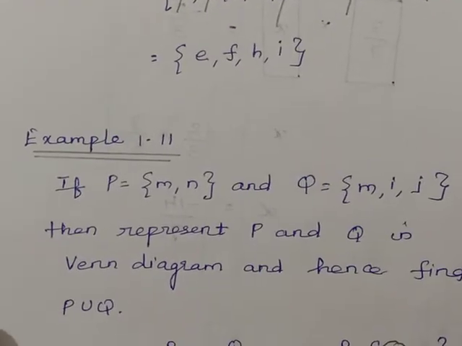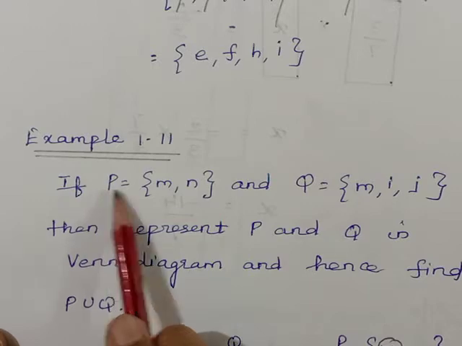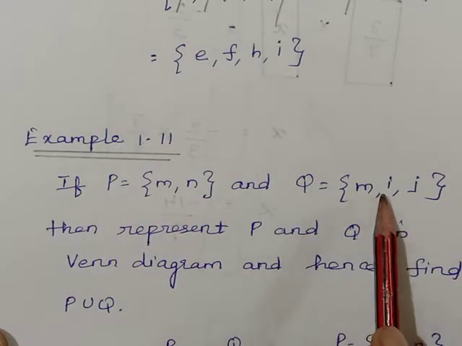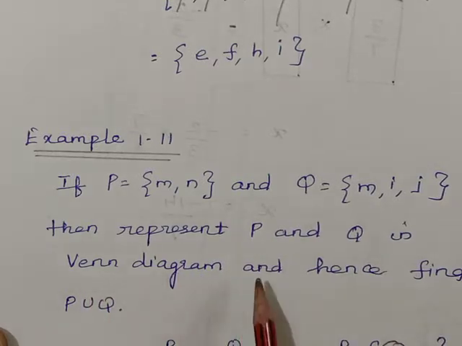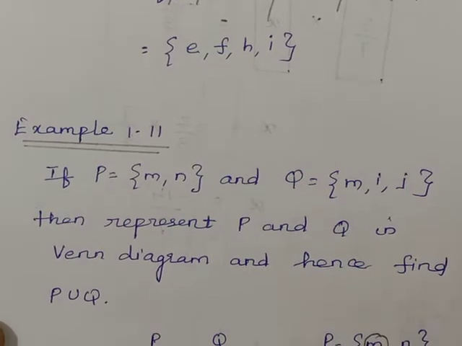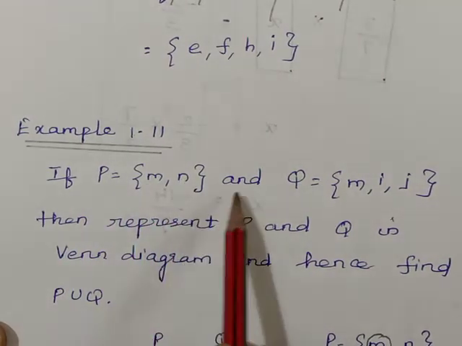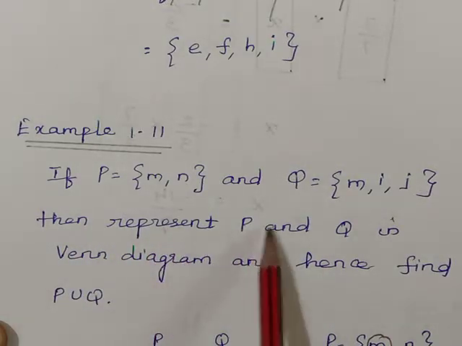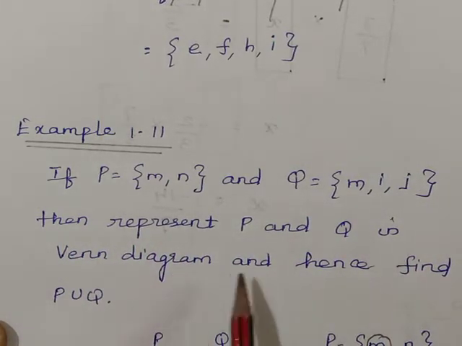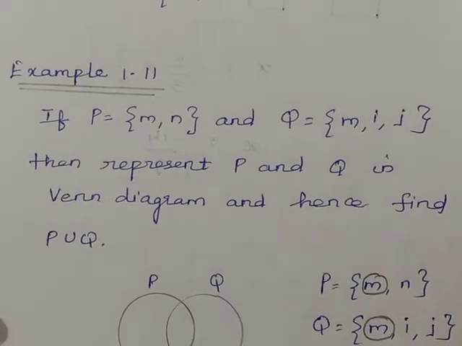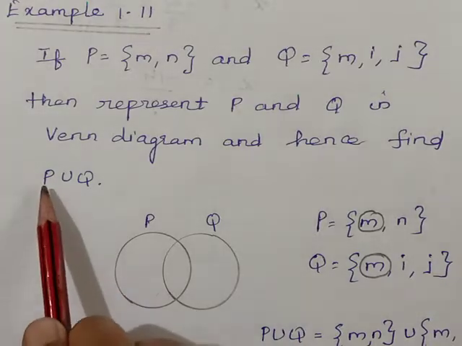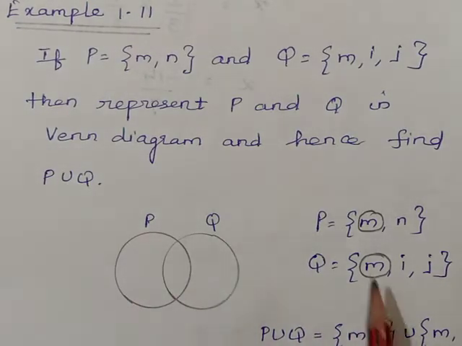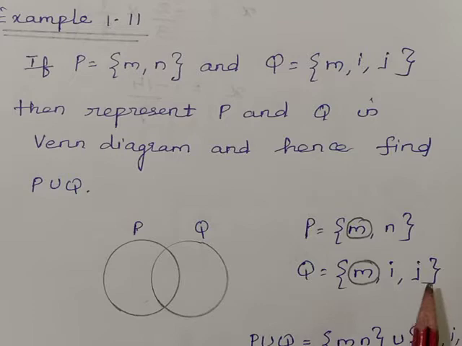Example 1.11. If P is M, N and Q is M, I, J, then represent P and Q in the Venn diagram and hence find P union Q. So the value of P is given as M and N and Q is M, I, J. First we'll represent this question in the Venn diagram. They asked us to find P union Q. We'll write the value of P, then we'll write the value of Q.